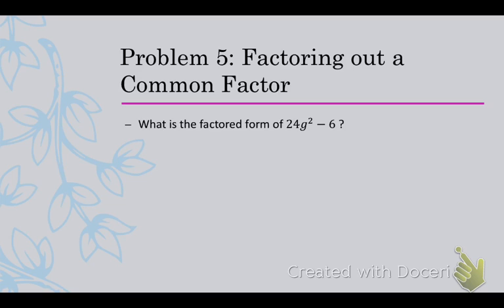All right, last thing. If you're looking at this one right now, you should be able to really easily see that this doesn't have any special case as of now. So what we need to do is factor out a common factor just like we did yesterday. The common factor between 24 and 6 is going to be 6. So I'm going to factor out a 6, and that leaves me with 4g squared minus 1.